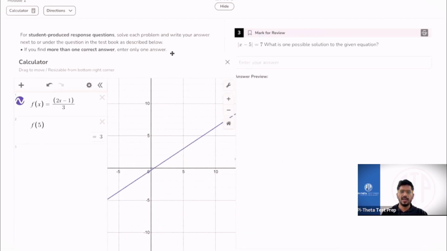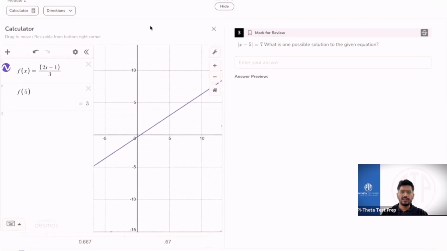So this was your next point trick. Now, if you can observe this question, this is your absolute value function question, where modulus of x minus 5 is equal to 7. What is one possible solution to the given equation? Now everyone knows that whenever we get an absolute value function question, right?